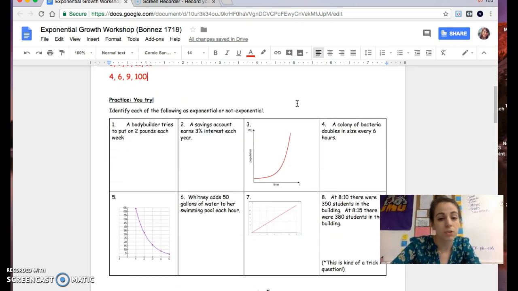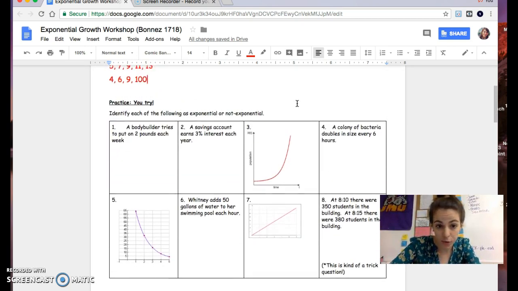So what I would like you to do is pause this video, take 2 minutes, and fill out questions 1 through 8. This is a good check for your understanding. Just identify, is each situation exponential or is it not exponential? Or you could say if it's linear, if you think it's linear. So go ahead and pause now.